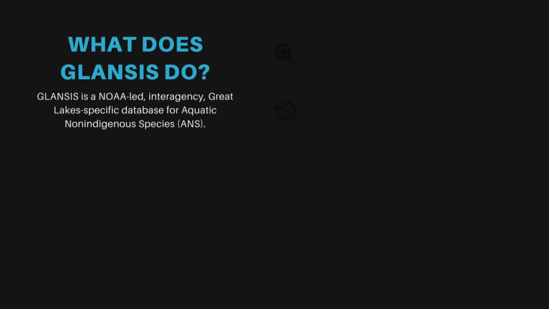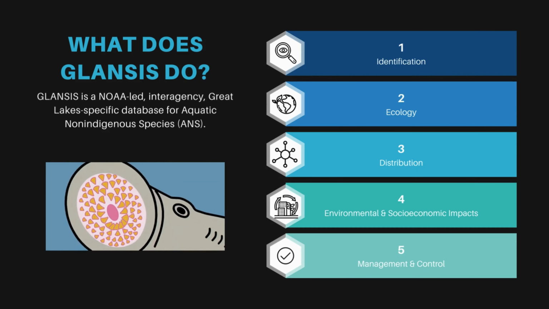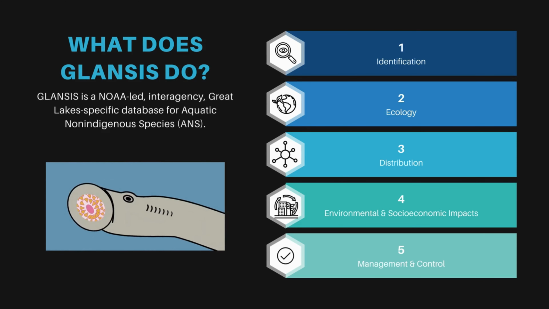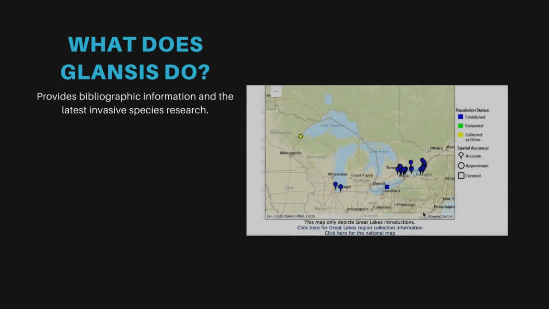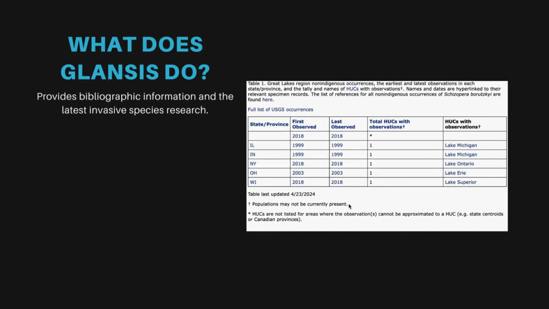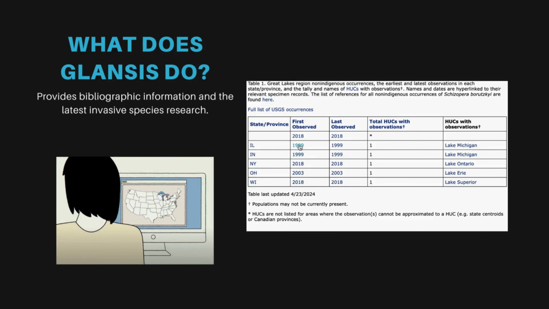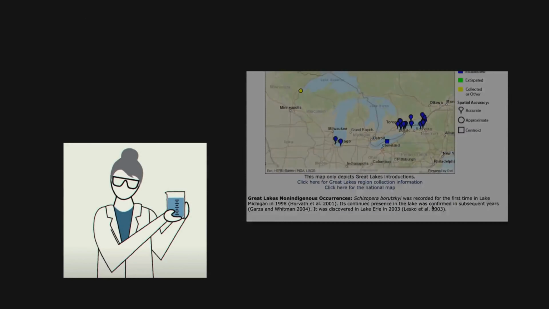GLANSIS is a public database that hosts regional data about identification, ecology, distribution, environmental and socioeconomic impacts, management, and control of non-indigenous species throughout the Great Lakes Basin. GLANSIS consolidates a wealth of bibliographic material and is considered a reliable and appreciated resource by students, educators, invasive species researchers, and biologists of all kinds.